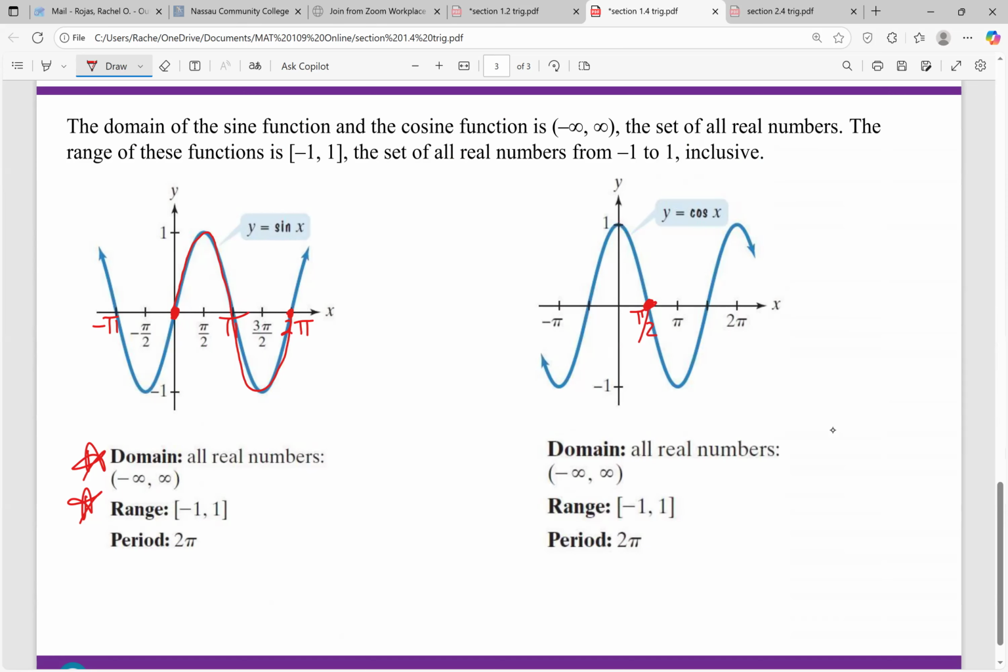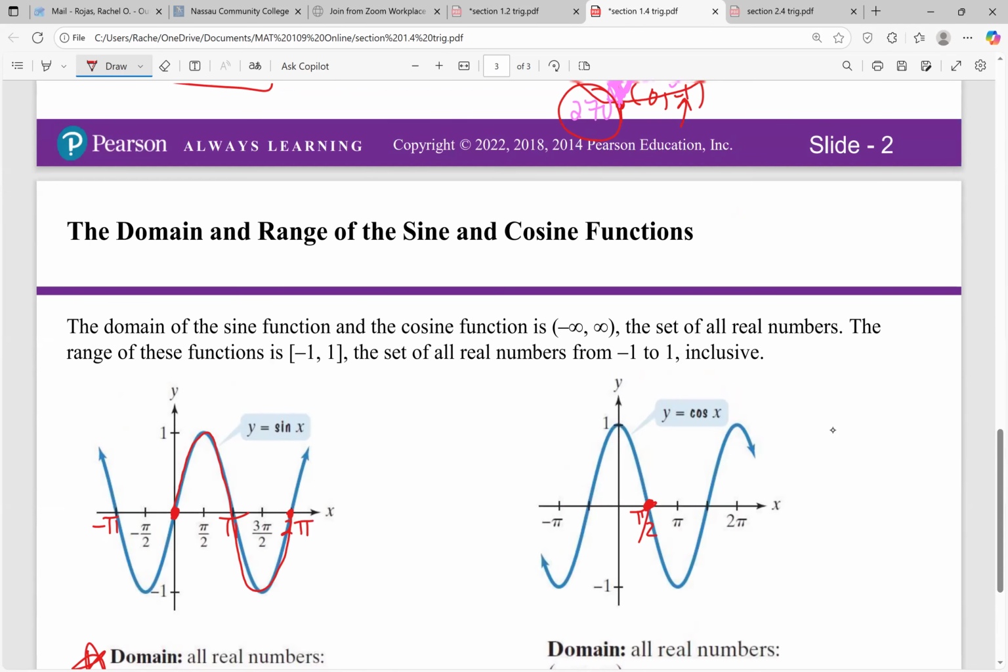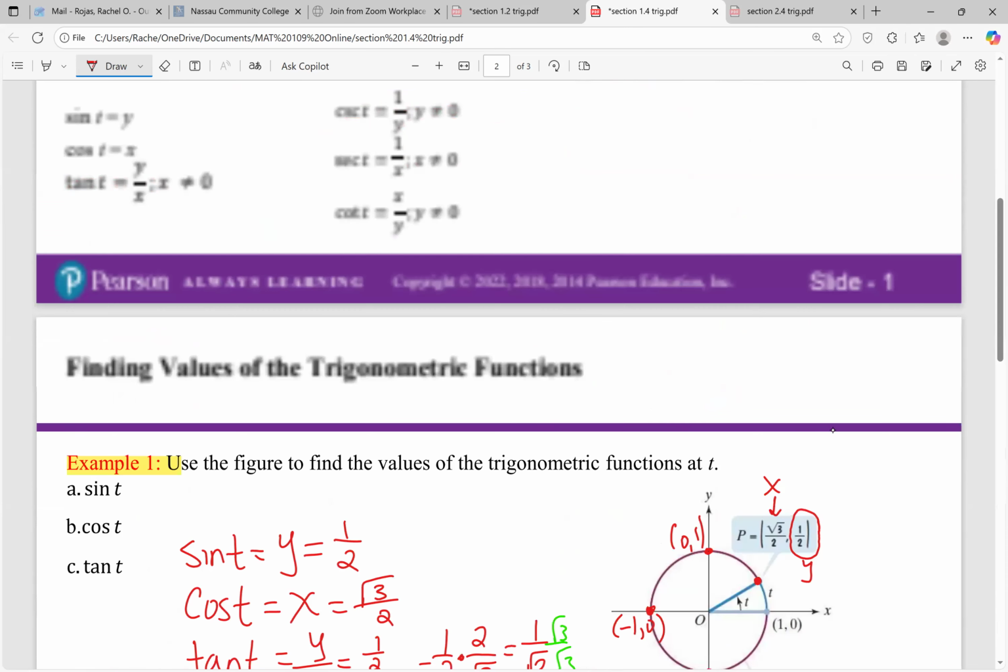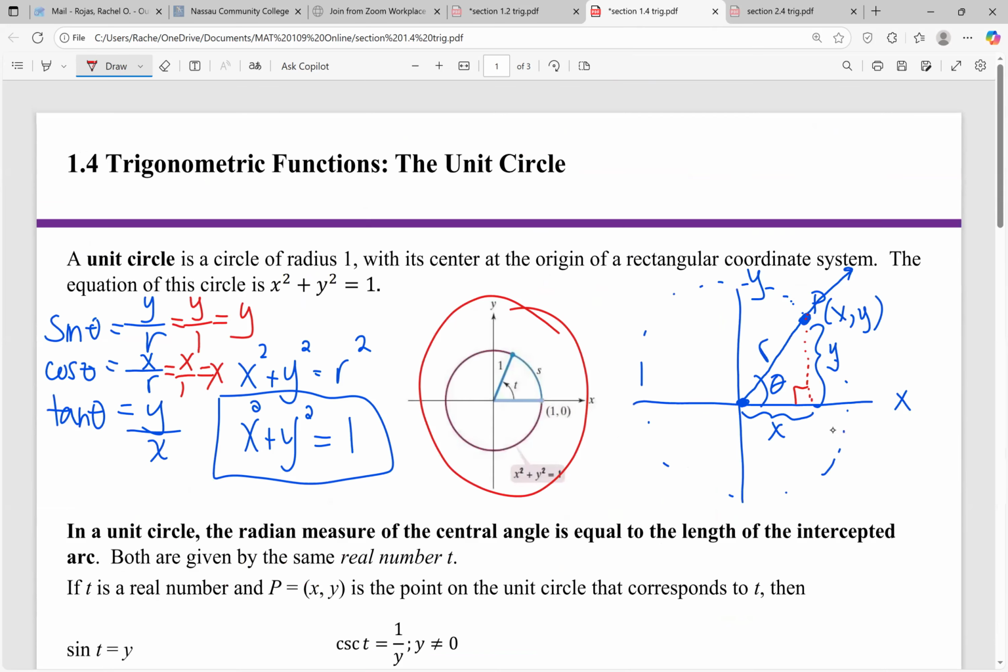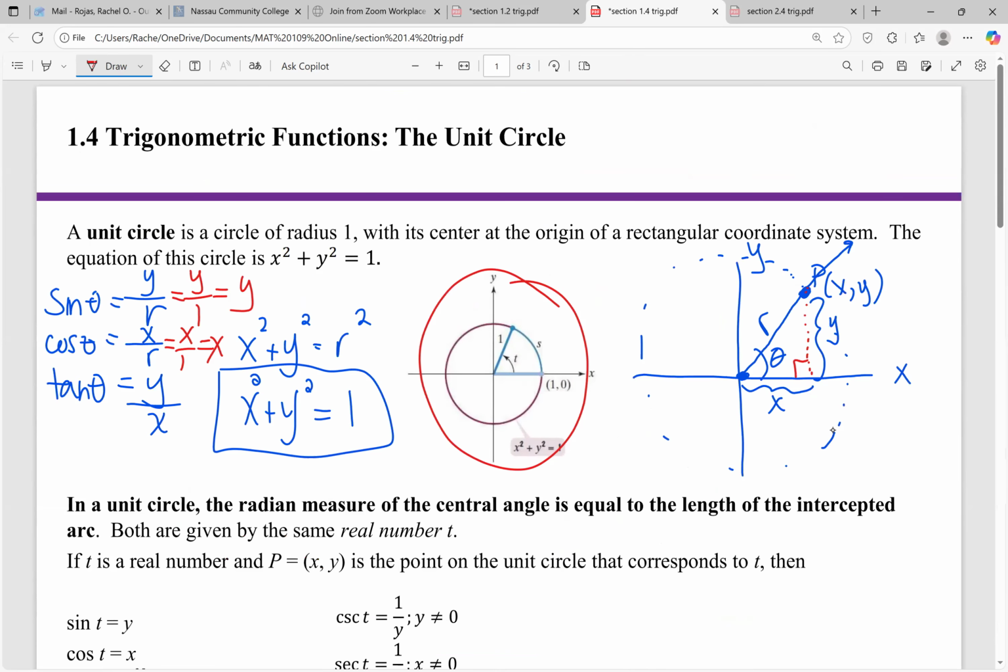So that pretty much wraps up section 1.4. You'll have homework on the concepts that we went over in this section. And then we'll move on to the next trig section in the next video.